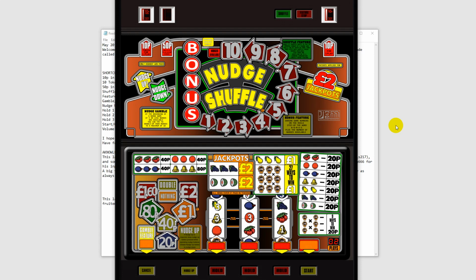Right, that's about £4 just to get the nudge feature, isn't it? So, hang on a minute. What have we got now? Gamble. So shuffle feature or bonus feature. What happens if I gamble? Oh dear. Oh, I see. Right, now I have got that. Or I can exchange over to the shuffle feature. I didn't actually clock onto that before.